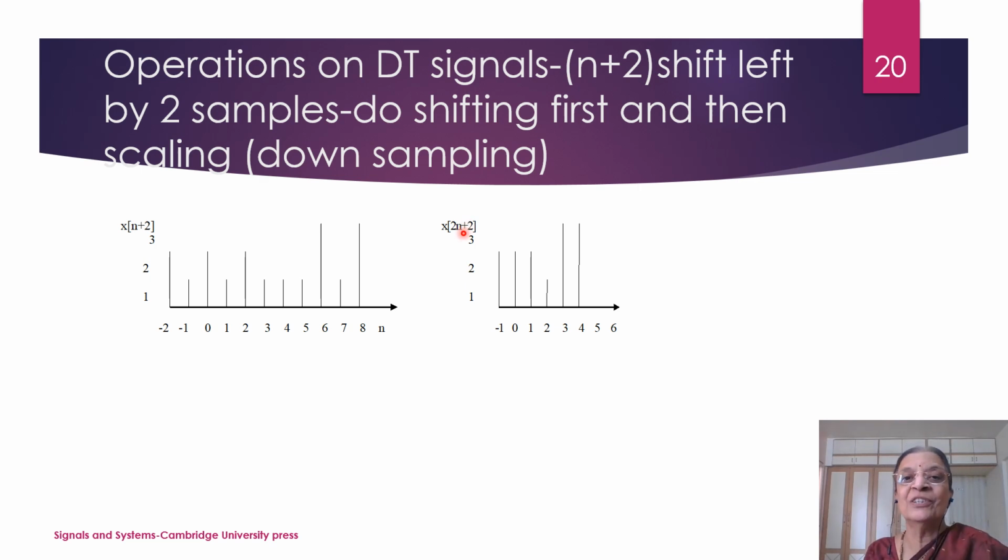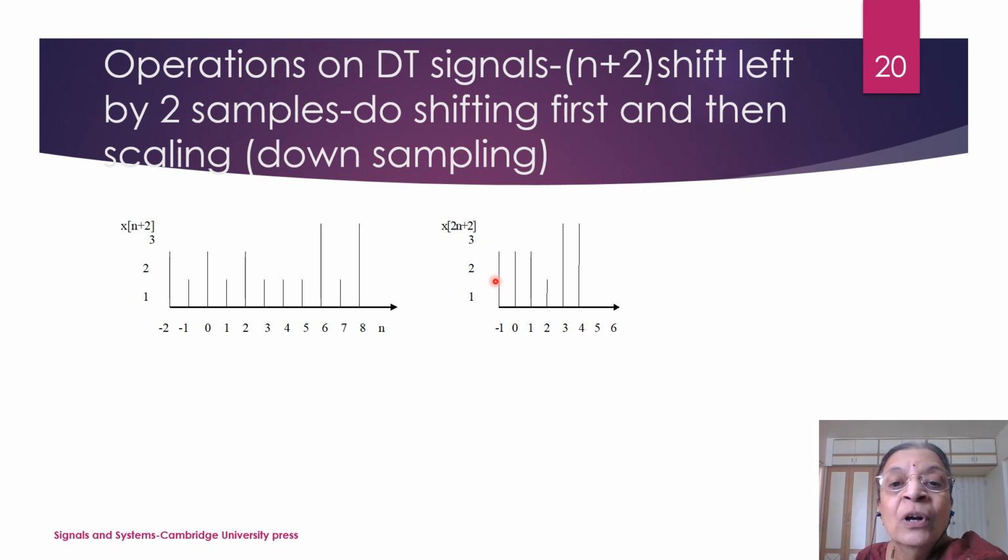Now let us see operations on discrete time signal. So let us say if I want to write x of n plus 2, naturally it is shifting left by 2 samples. So whatever signal we had from 0 will now be existing from minus 2. Is that right? And it will not go up to 10, but it will go only up to 8.